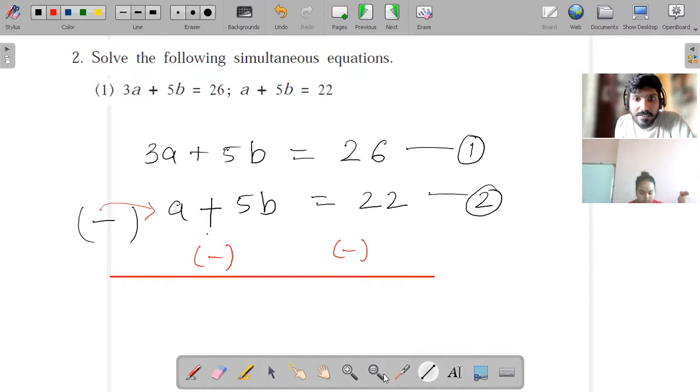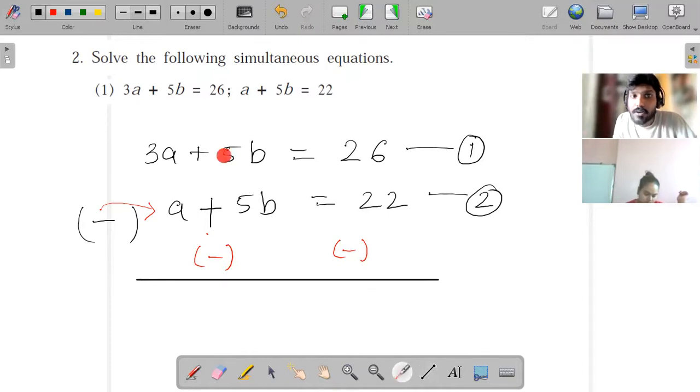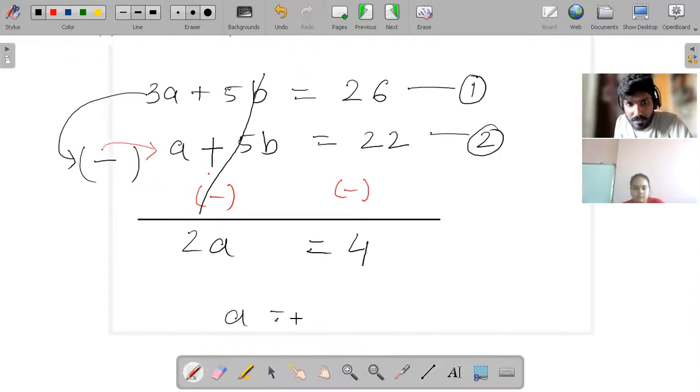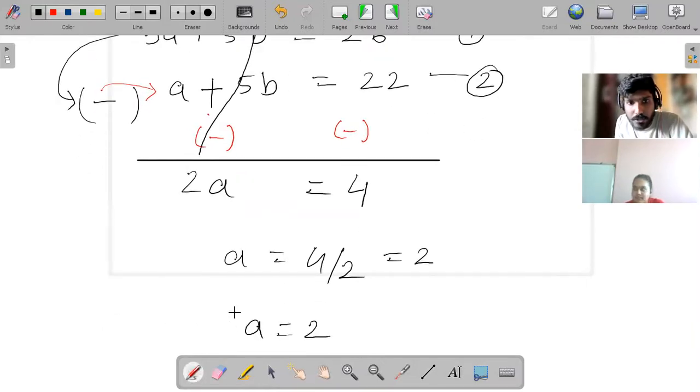So now see, plus 5b and now minus 5b. Now it can get cancelled. Yes or no? Yes. So you cancel this. Now how much will be 3a minus a? It will give you 2a. And 26 minus 22 is 4. So you have 2a is equal to 4. So 4 upon 2, that is 2. So you have got the value of a equal to 2.